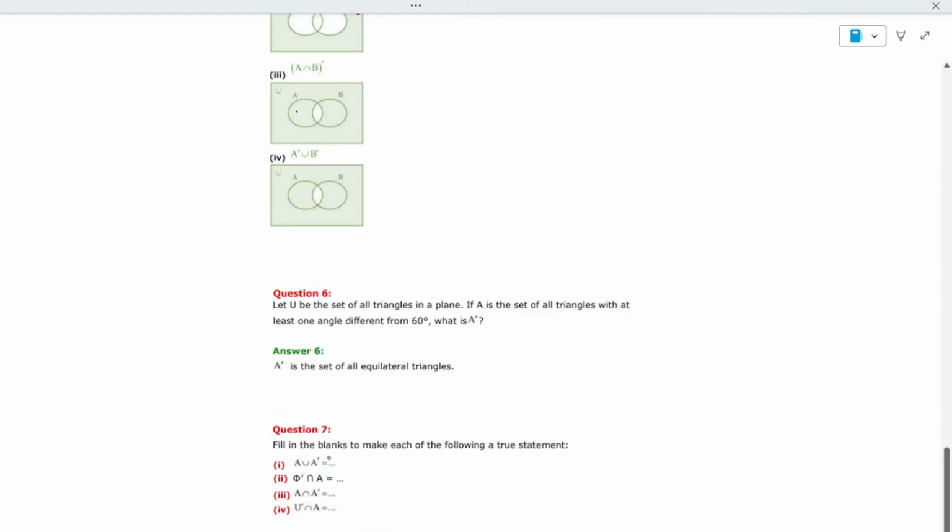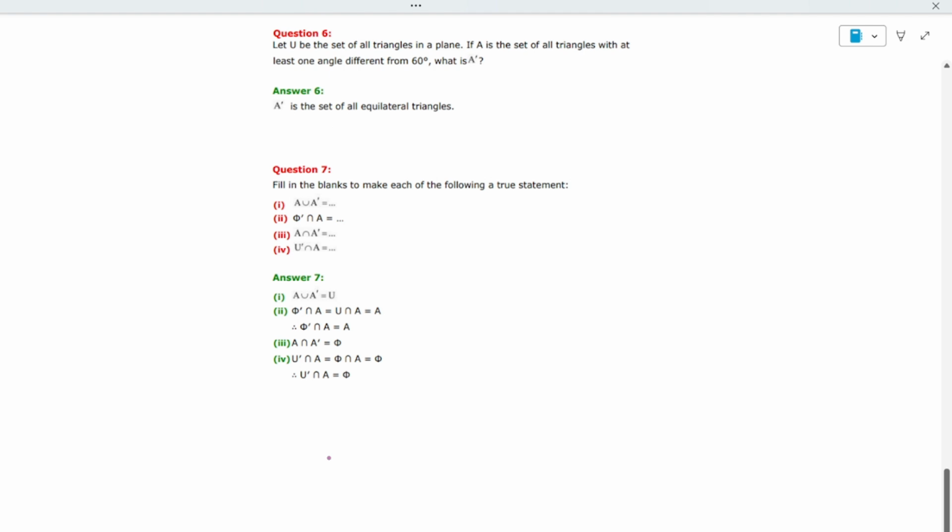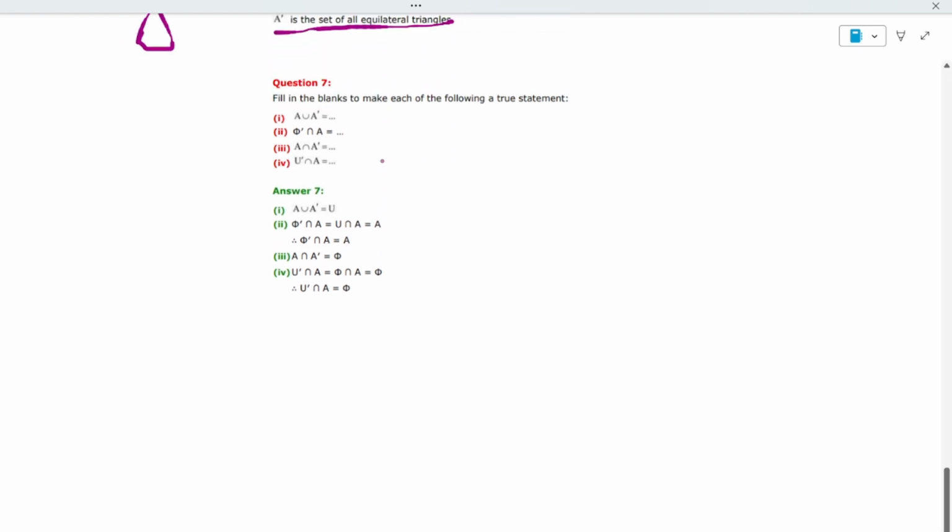That is the Venn diagram. Next is the sixth question: let U be the set of all triangles in a plane. If A is the set of triangles with at least one angle different from 60 degrees, what is A complement? They have given U as the set of all triangles in a plane, this is the universal set. 60 degrees means it is an equilateral triangle, that means all the sides will be equal. Angles or sides, it may be.